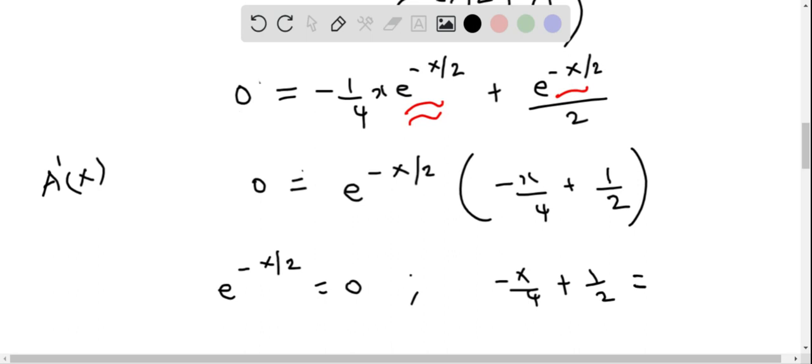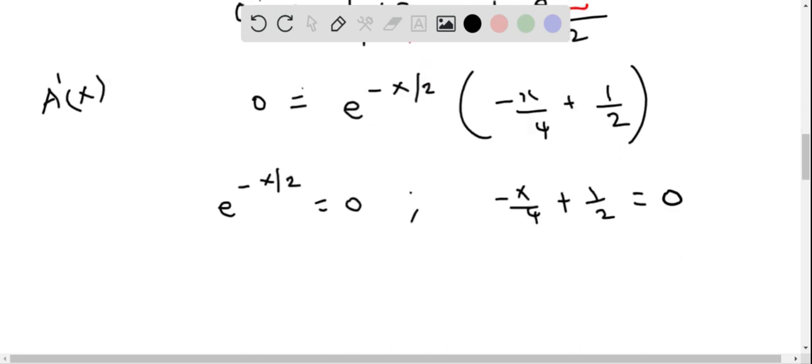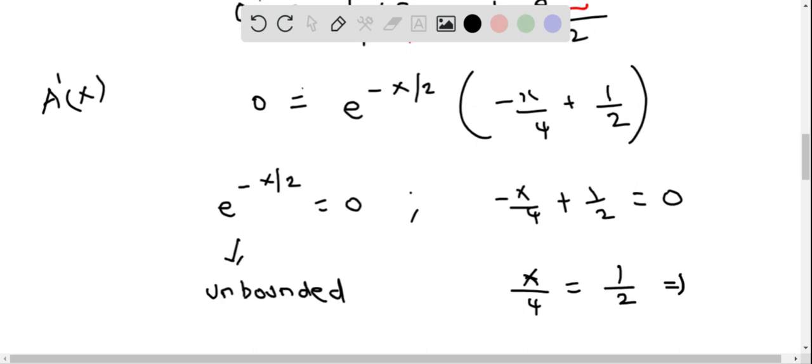equals 0. So this one is not possible because this will give an unbounded solution. So we can ignore this one. Let's use the other one to determine the critical point x. If you solve for x from this one, you get x by 4 is equal to 1 by 2. This implies x equals 4 by 2, which is 2.